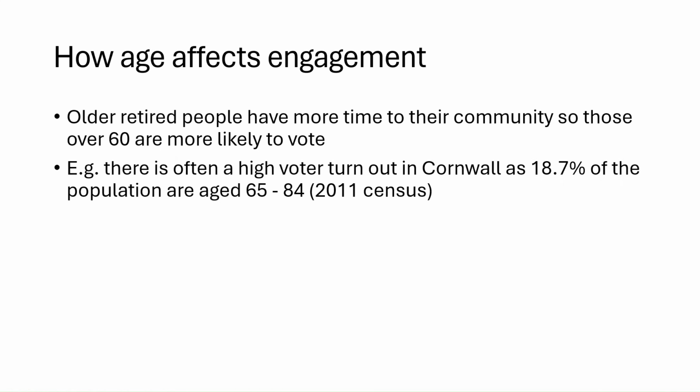So here we have how age affects engagement. Obviously, when you're retired and older, you have less activity. You don't have a full-time job to commit to, so they will have more time to dedicate to their community. So those over 60 are more likely to vote.